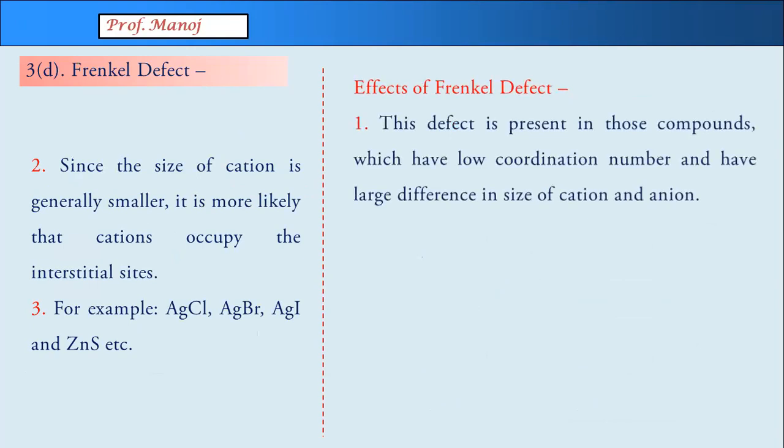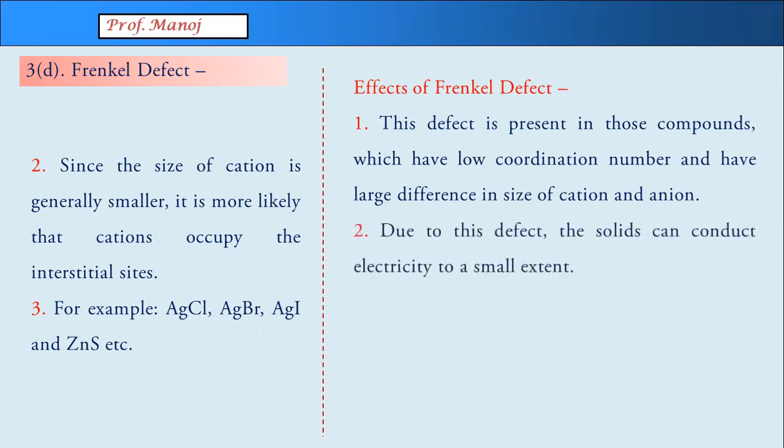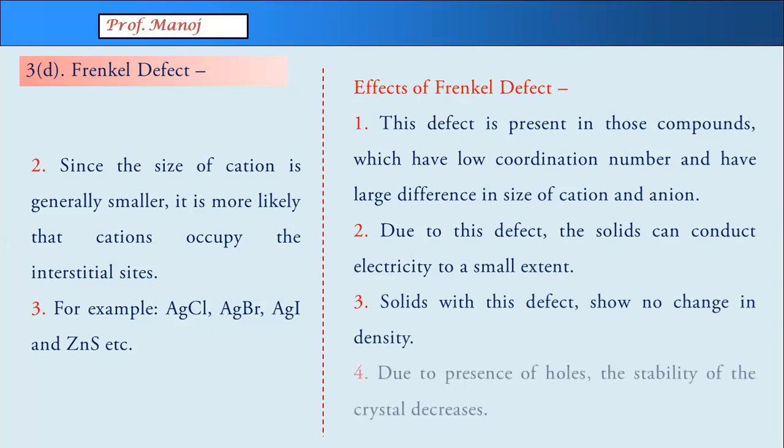This defect is present in those compounds which have a low coordination number, that means a coordination number of around 3, 4, or sometimes 6. Also, a large difference in the cation and anion size must be there. Solids can conduct electricity to a smaller extent, not very much, and density doesn't change because of Frenkel defect. Once again, since holes are produced, the stability of the crystal goes down.